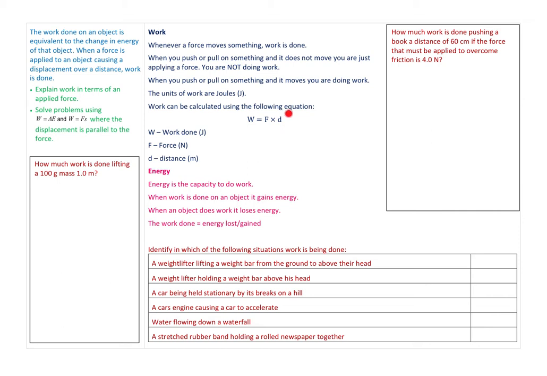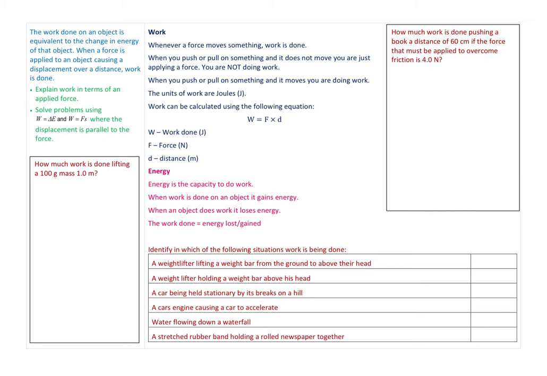Work can be calculated using the equation work done, W equals force, F times distance, D, or I think in the book they might use displacement here. You can use either; distance and displacement, you probably know by now, are often used interchangeably. Strictly speaking, work is not a vector quantity, distance is not a vector quantity, so it doesn't have to be displacement, but you'll see sometimes S for displacement or D for distance there. Don't stress too much about that. So that's just explained there.